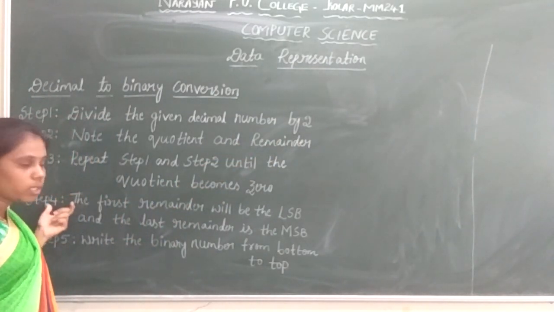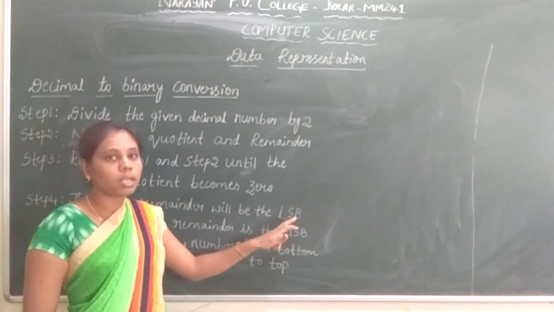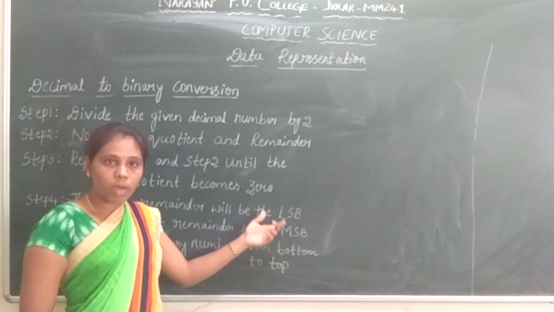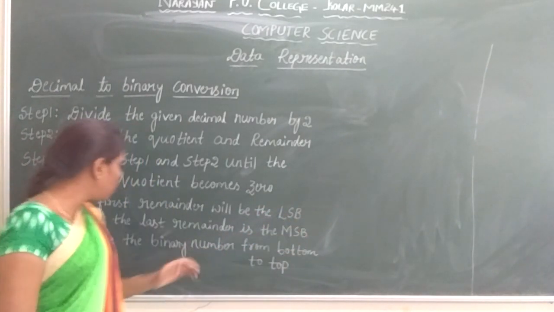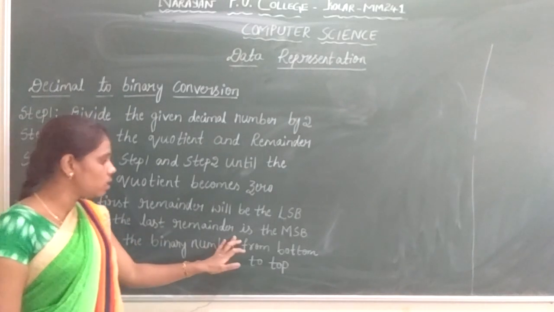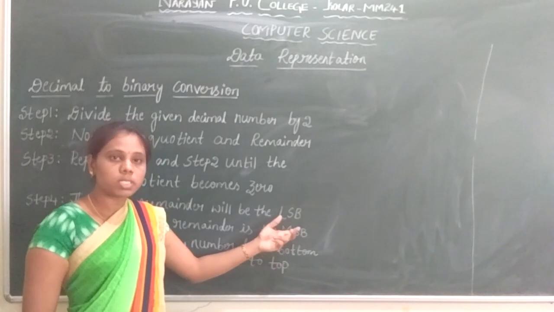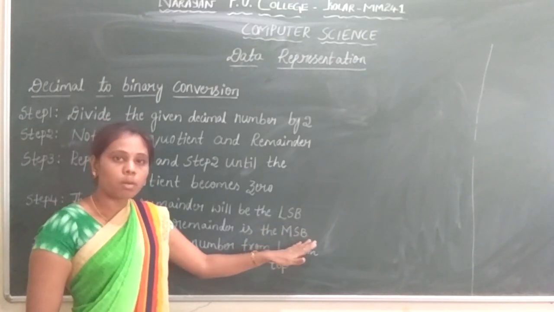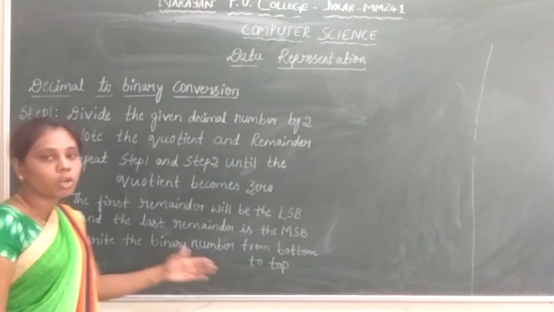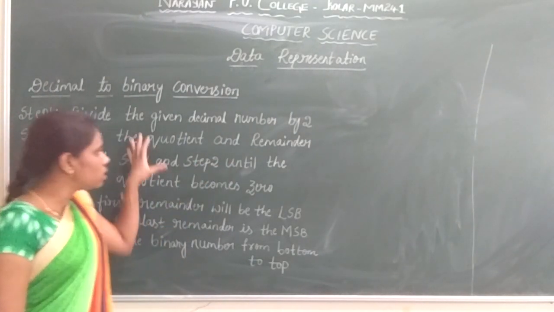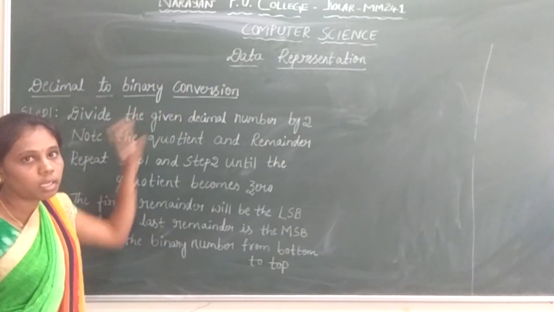Next, step 4: the first remainder will be your LSB. LSB is nothing but least significant bit. The value which has the least weightage, we call it as least significant bit. And the last remainder is the MSB. MSB stands for most significant bit. The value which has the highest weightage, we call it as MSB. And in step 5, you write down the binary number from top to bottom. So these are the steps you need to follow while you are converting from decimal to binary conversion.